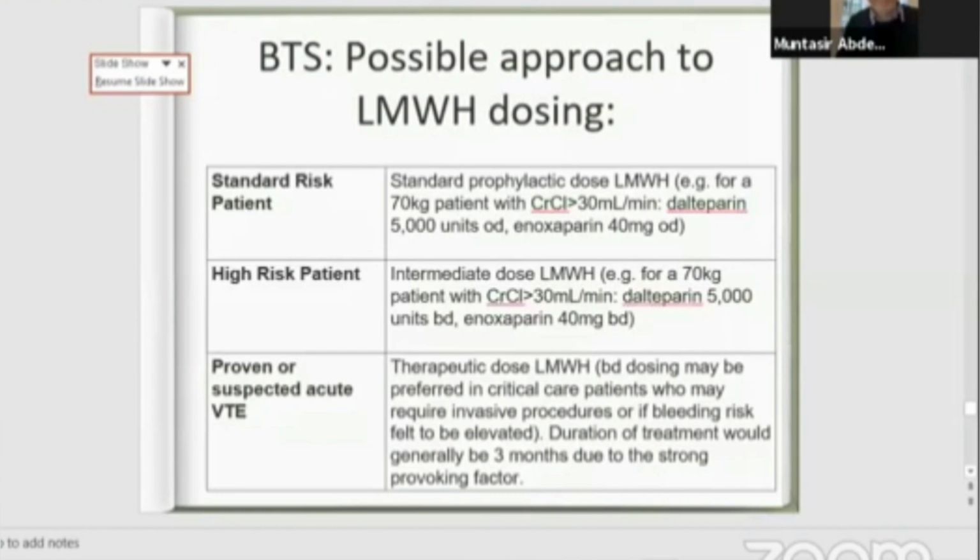We can just give him standard prophylaxis, which is enoxaparin 40 milligrams once daily, or dalteparin 5,000 units once daily.